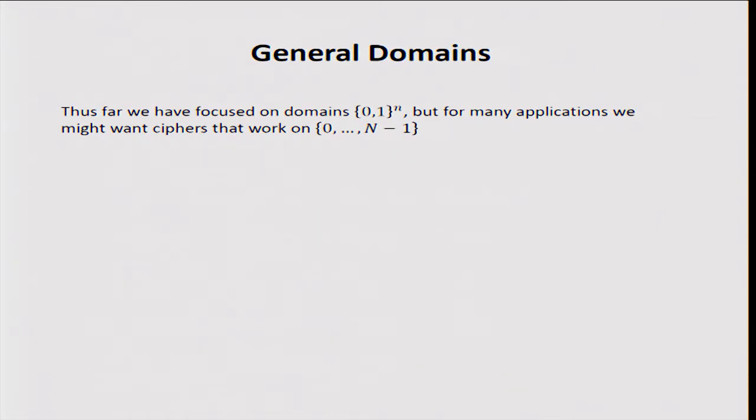Okay, so I'll just mention an extension here. I've focused solely on bit strings so far in my description, but for a lot of applications, social security numbers being one of them, it might be more useful if we had ciphers that worked on a more general domain, say 0 through big N minus 1. So how do you make our results work for this?